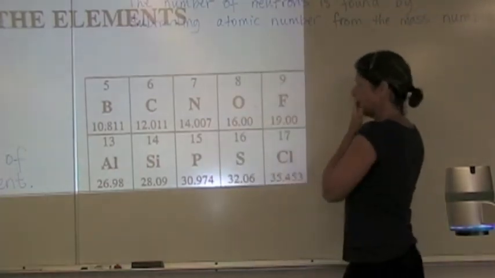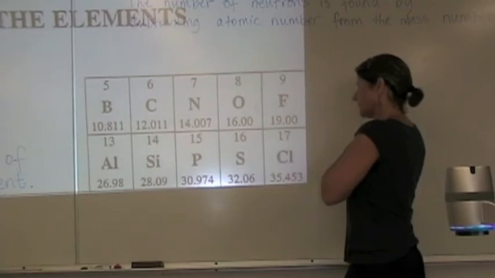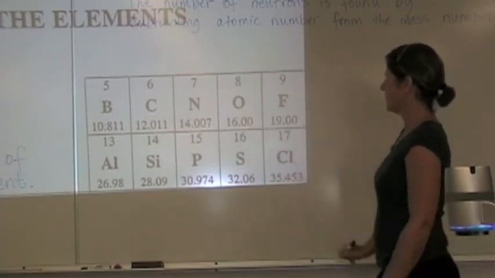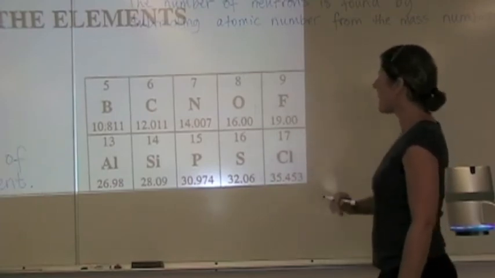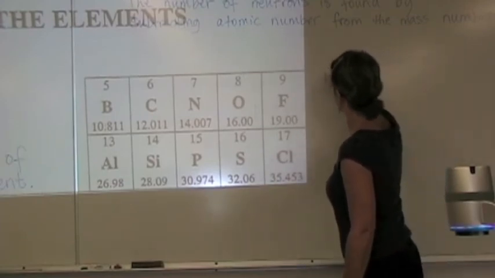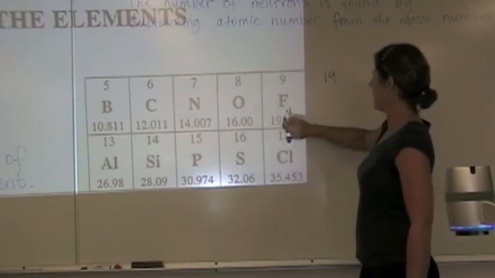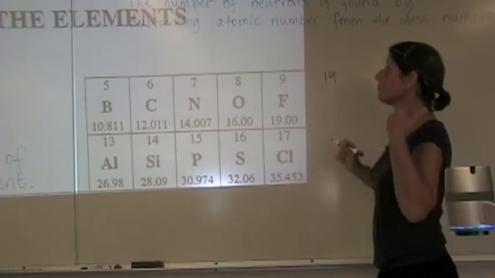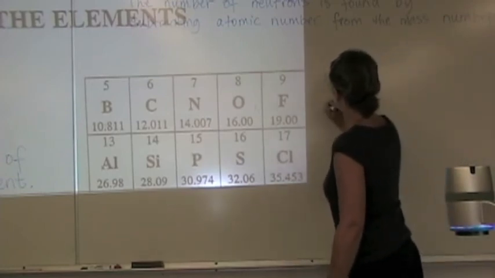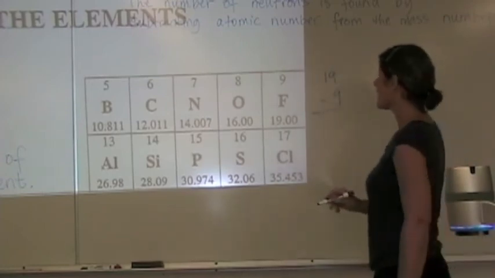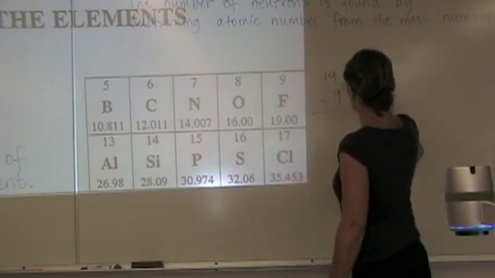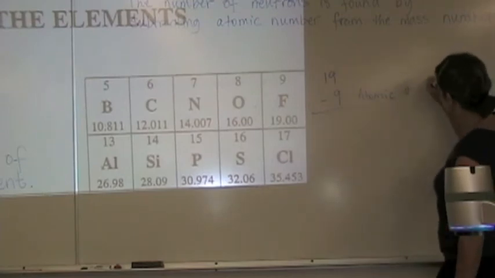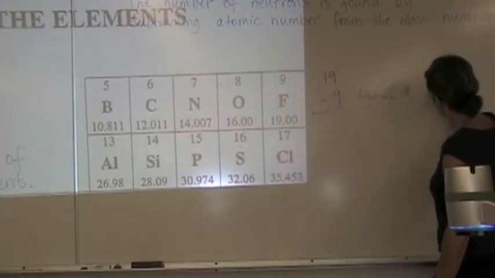Okay, so let's do two easy ones that we don't have to round. We've got fluorine here, and fluorine has a mass number of 19, and it has an atomic number, which is the number of protons, of 9. So we are going to subtract those two. Okay, so this is atomic number, which is equal to the number of protons.